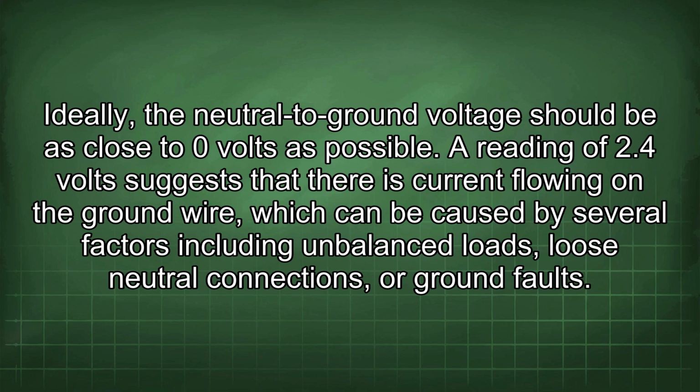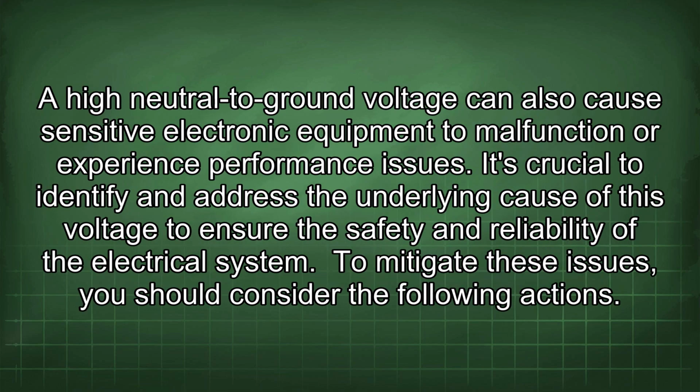A reading of 2.4 volts suggests that there is current flowing on the ground wire, which can be caused by several factors including unbalanced loads, loose neutral connections, or ground faults. A high neutral to ground voltage can also cause sensitive electronic equipment to malfunction or experience performance issues. It's crucial to identify and address the underlying cause of this voltage to ensure the safety and reliability of the electrical system. To mitigate these issues, you should consider the following actions.